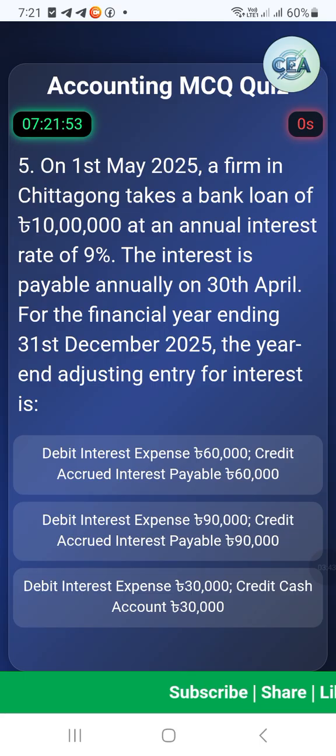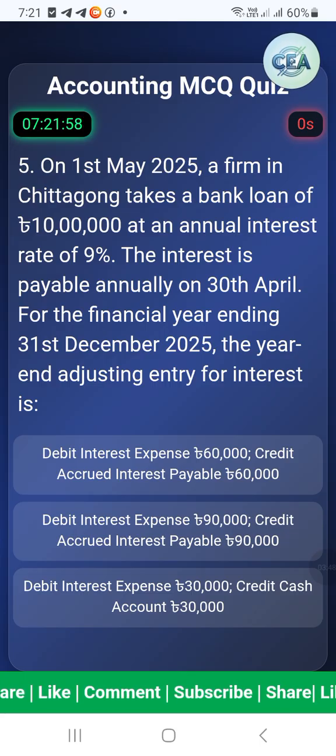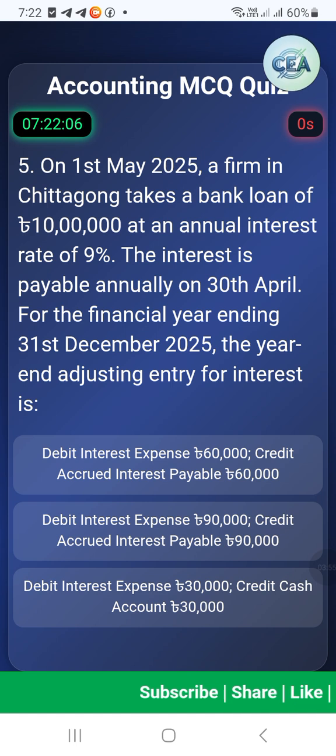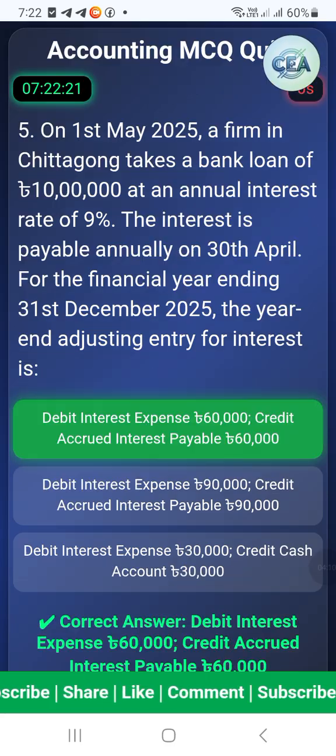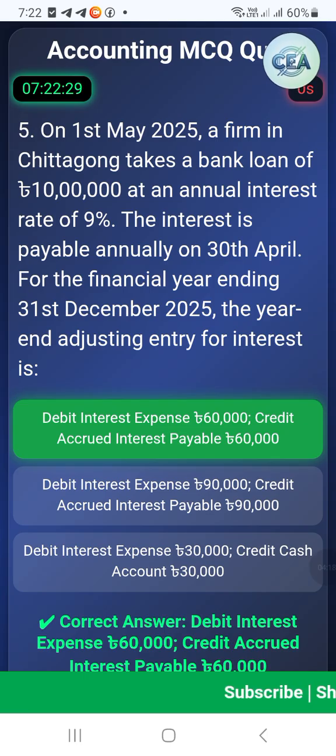Option 1. Debit interest expense 60,000 takas, credit accrued interest payable 60,000 takas. Option 2. Debit interest expense 90,000 takas, credit accrued interest payable 90,000 takas. Option 3. Debit interest expense 30,000 takas, credit cash account 30,000 takas. Correct answer is debit interest expense 60,000 takas, credit accrued interest payable 60,000 takas.